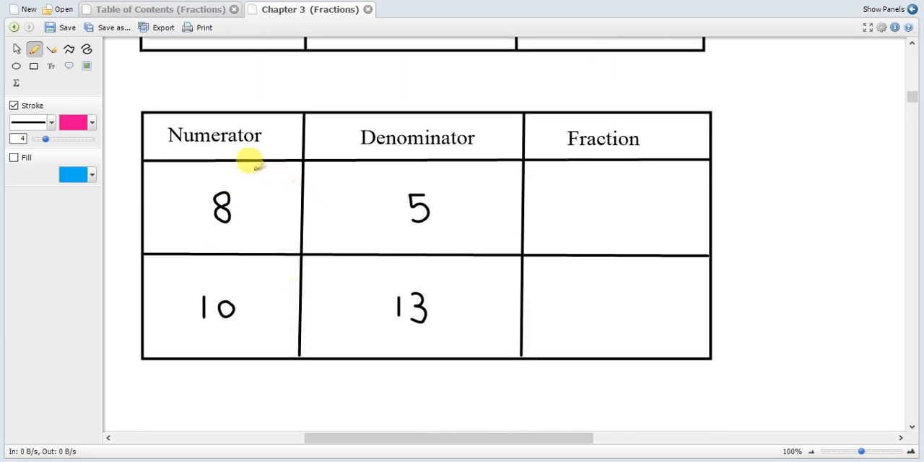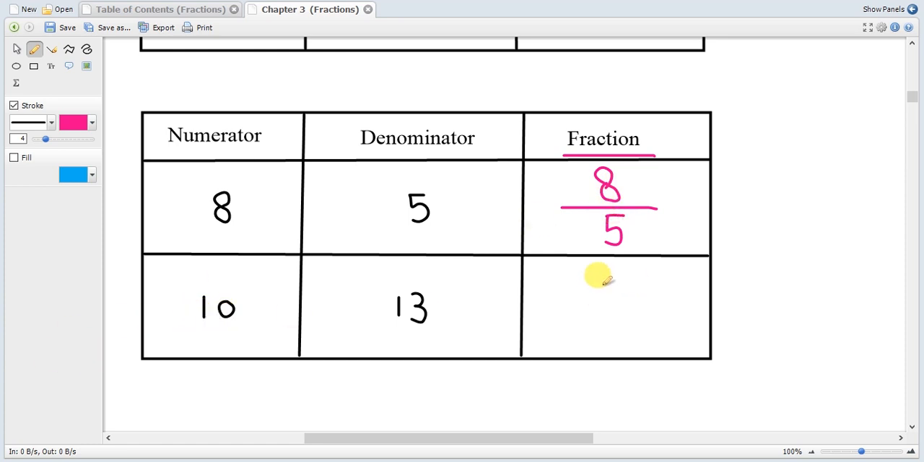Okay, now in the second activity they have already given us the numerator values and denominators, and we have to make a fraction. So remember, in a fraction we have two values, one value at the top, one value at the bottom. The value at the top is our numerator, which is 8. So write 8 here, and the value at the bottom is the denominator, and the denominator here is 5. So the fraction we have over here is 8 over 5.